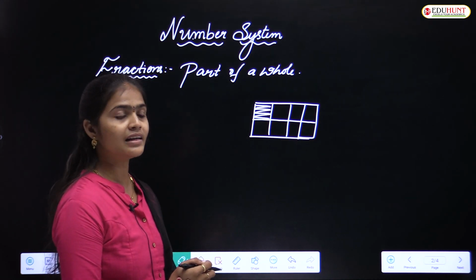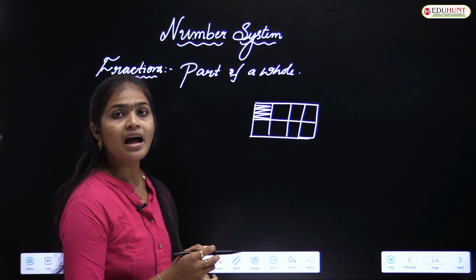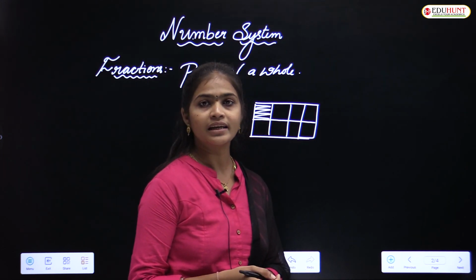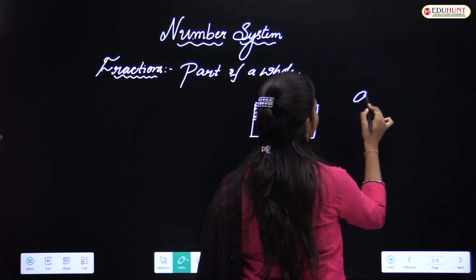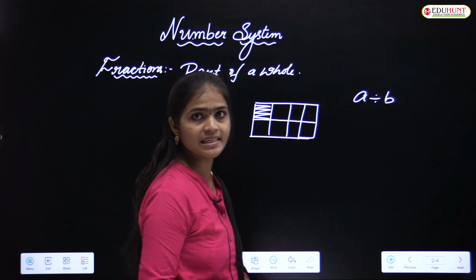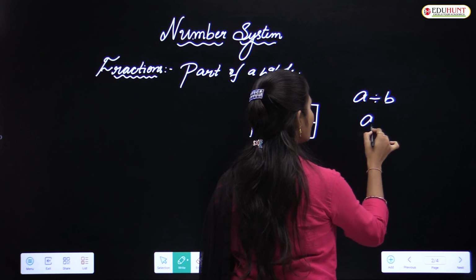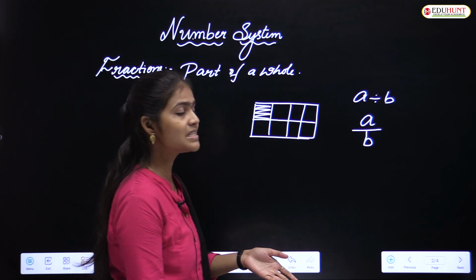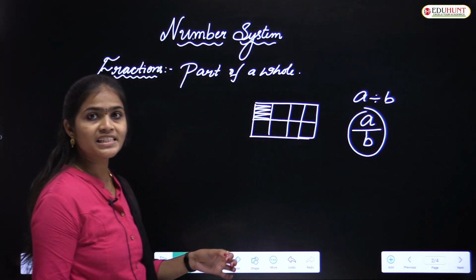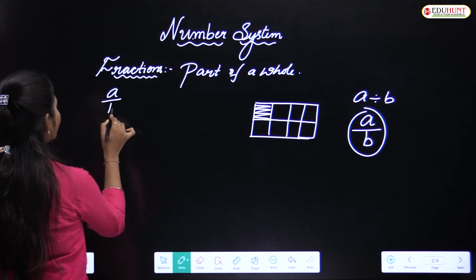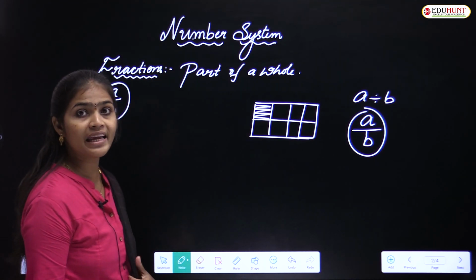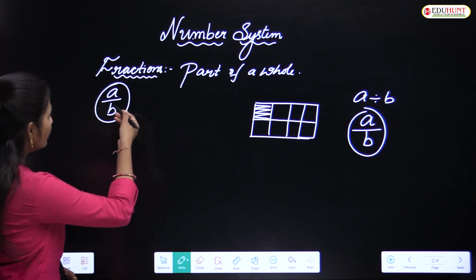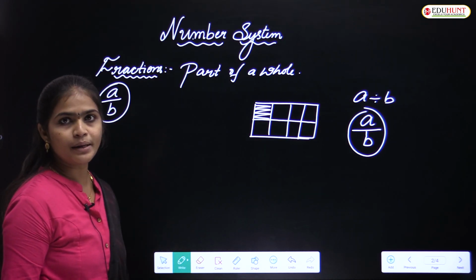But before writing that type of representation, how can we express fractions? Children, generally you know division, A divided by B. Another form we can write is A by B. So a fraction is also in the form of A by B, which denotes the division form. From there only we got the A by B form here.